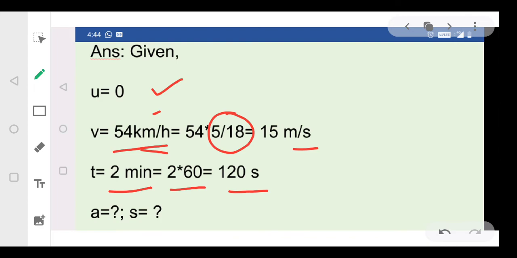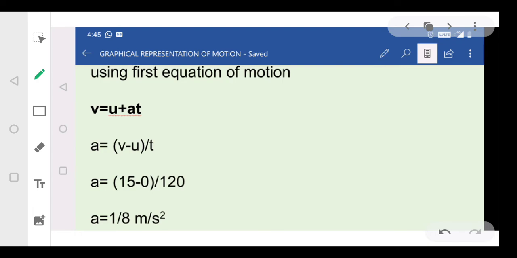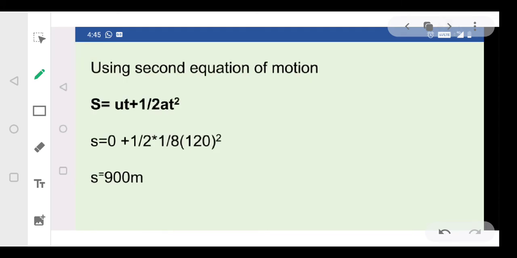So u is given to us, v is given to us, and time is given to us. What we have to find is acceleration and distance. Acceleration we can find by using the simple formula of acceleration, which is v minus u divided by t. We know the value of v, we know the value of u, and we know the value of t. By putting all the three values, we will get the value of acceleration as 1 by 8 meter per second square.